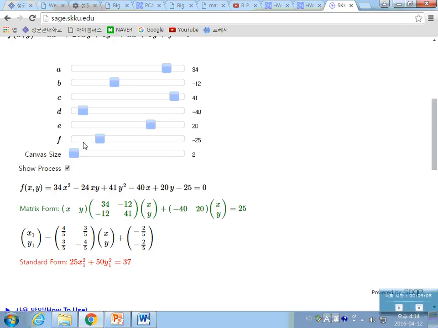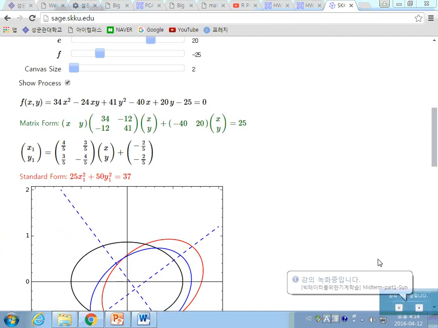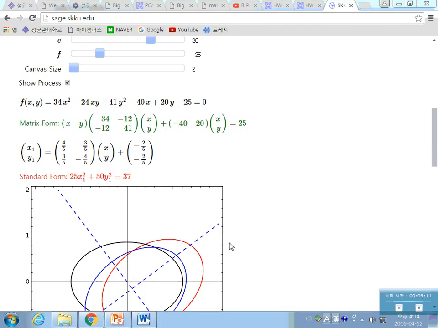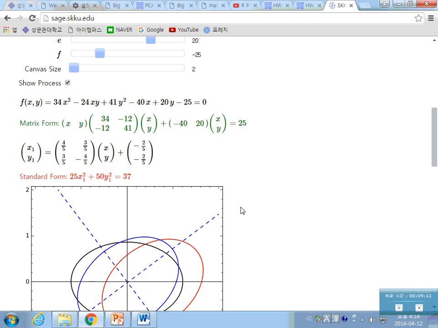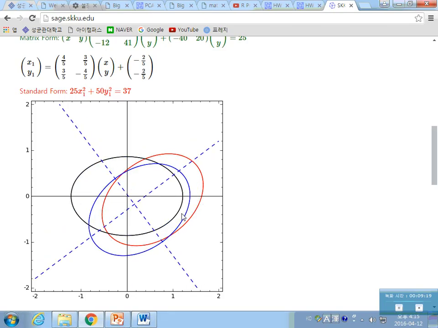Yeah, here it takes a little bit of time. Now you can see the red one is the original one, and then you can see how it changed to the black one. The black one is the standard form.